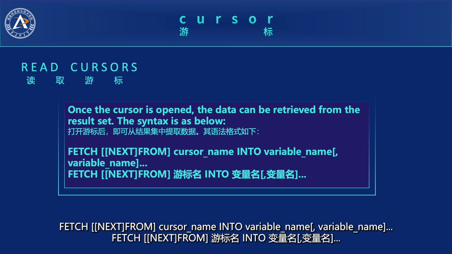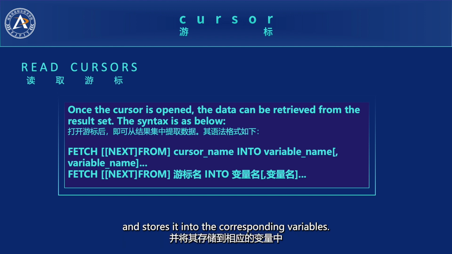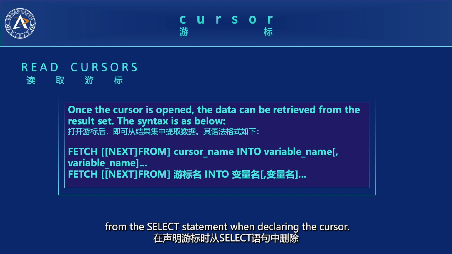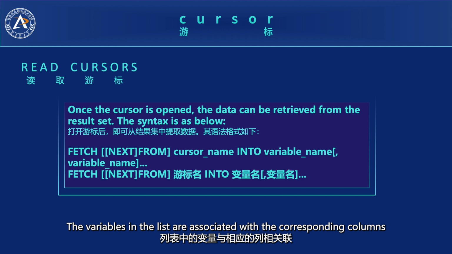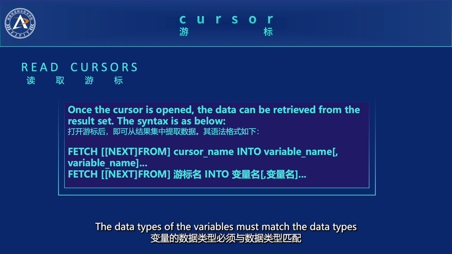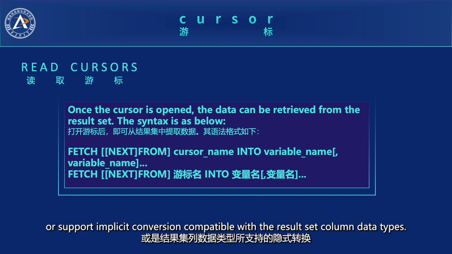variable_name. The fetch statement retrieves data from the specified cursor and stores it into the corresponding variables. The number of variables must match the number of fields in the result set obtained from the select statement when declaring the cursor. It is possible to store the retrieved column data into local variables. The variables in the list are associated with the corresponding columns in the cursor result set from left to right. The data types of the variables must match the data types of the corresponding result set columns, or support implicit conversion compatible with the result set column data types.